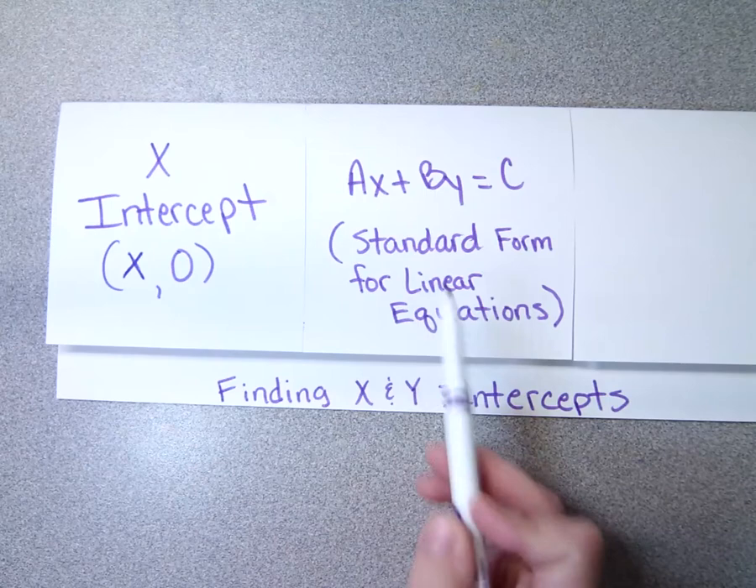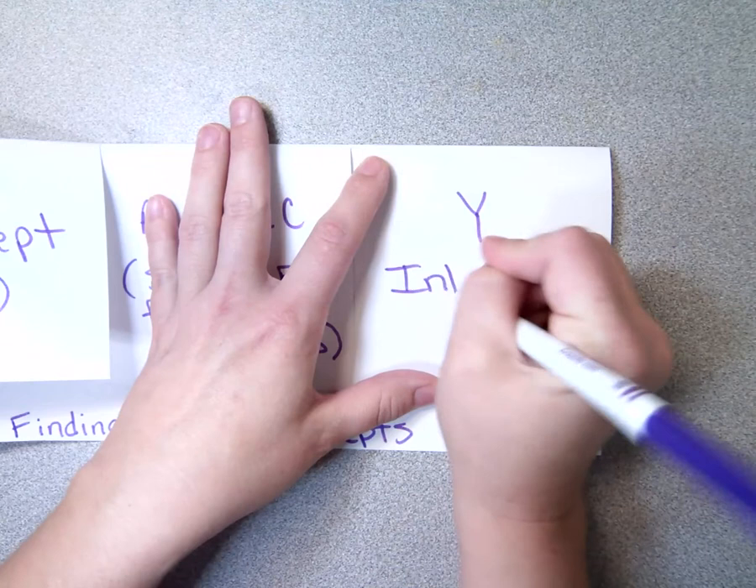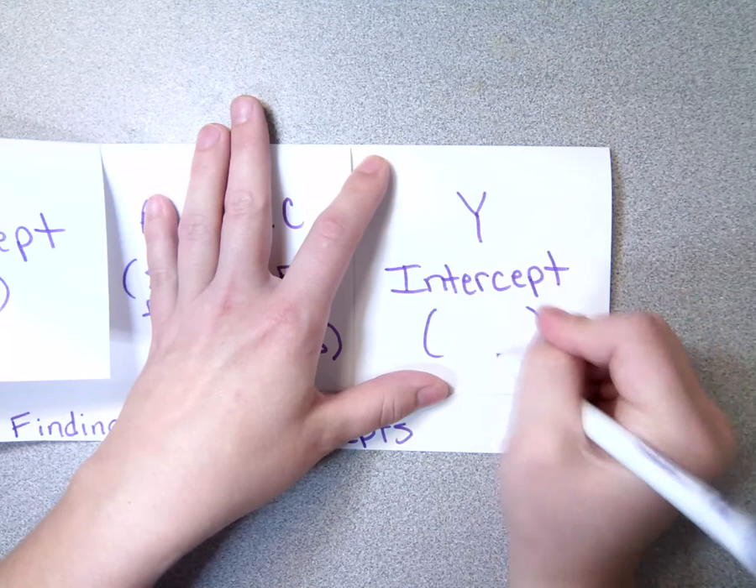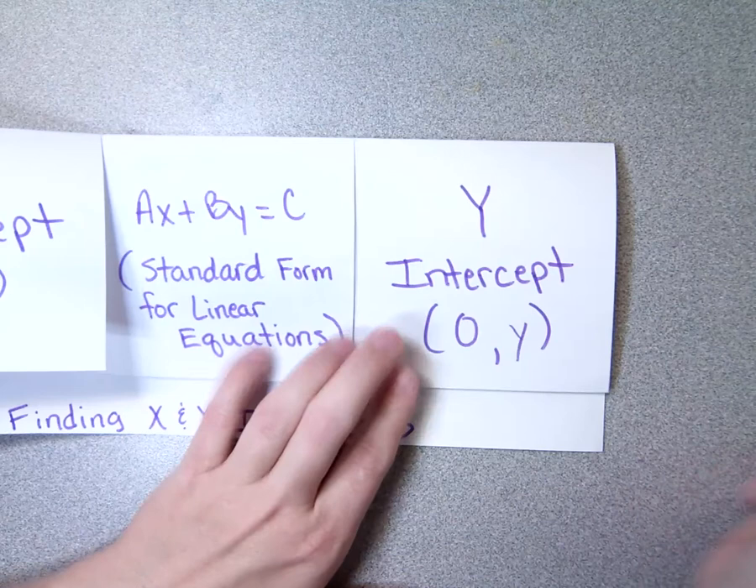Okay, and over here on the third flap, let's write Y intercept as an ordered pair. Y intercepts always have a zero for which one? Y intercepts always have a zero for the X coordinate. And then the y-coordinate is just whatever it happens to be for that problem.